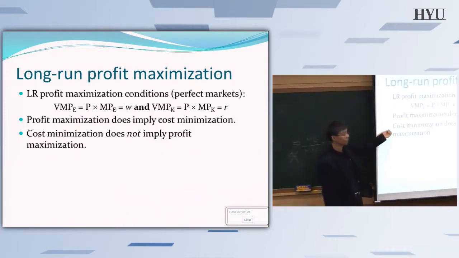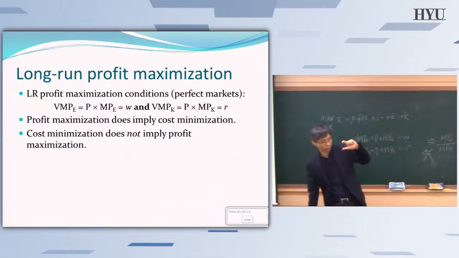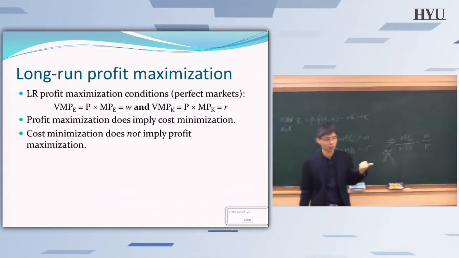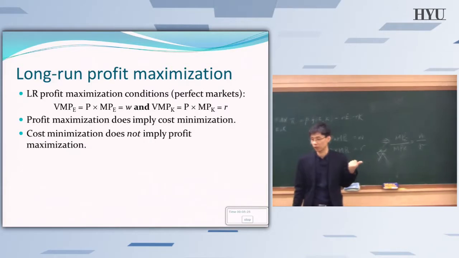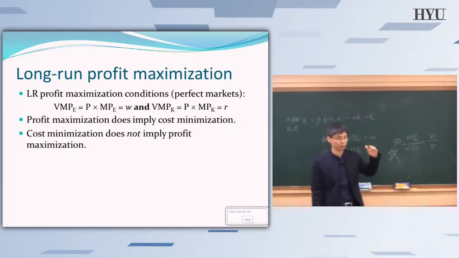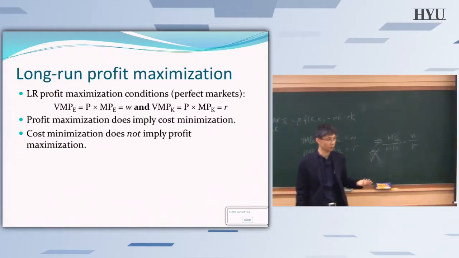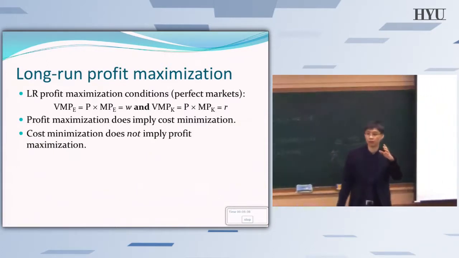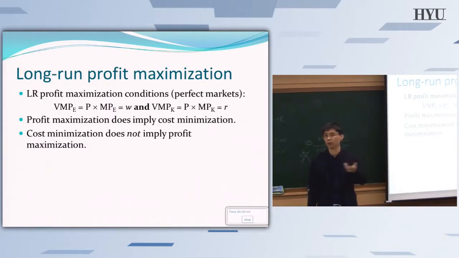Why? The thing is that cost minimization makes sense only when the output is determined. Okay? So you can think of the profit maximization as two stages of decisions. First stage, the firm should determine which level of output they should produce. And then given that output, they will find a way to minimize the cost. Then they can maximize the profit. If they produce a wrong quantity, okay? So if they produce, let's say, too little or too much compared to the profit maximizing level of output, even if they minimize the cost, their profit cannot be maximized.